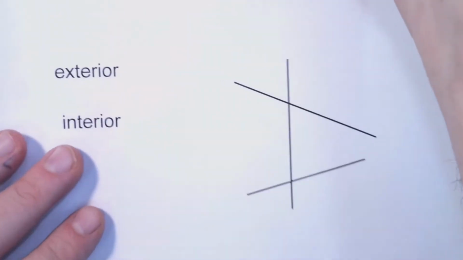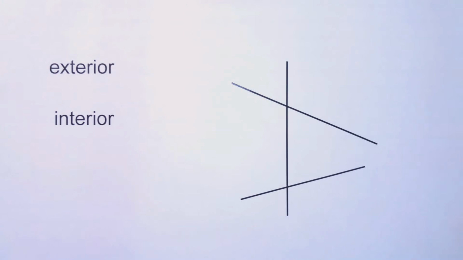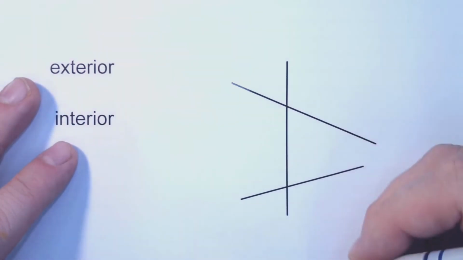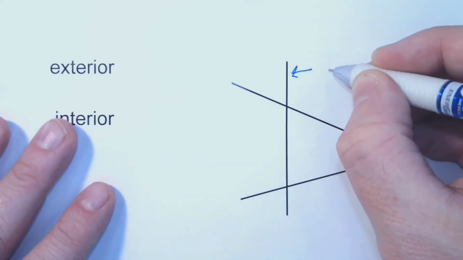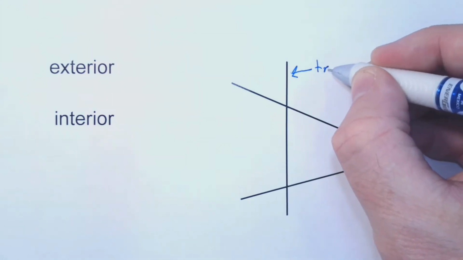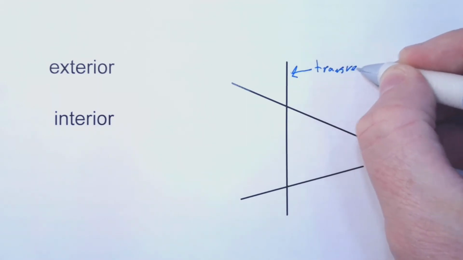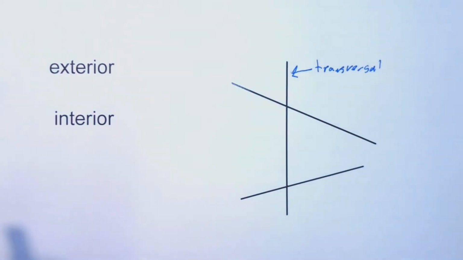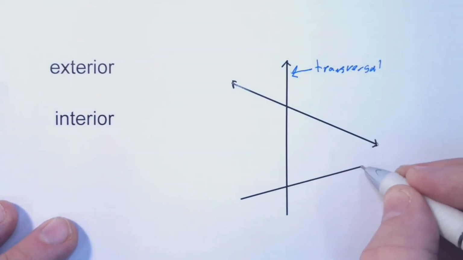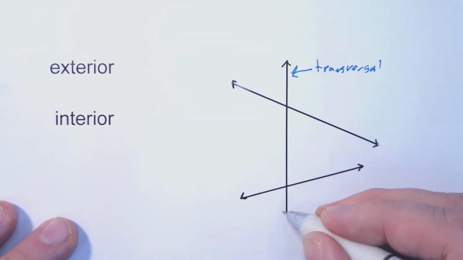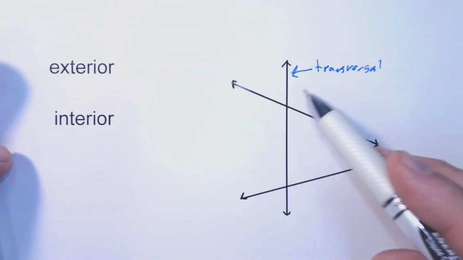This is real easy, but we need to understand exterior, interior. First of all, I'm going to identify my transversal. This guy right here. He's going to be my transversal. I'll make them lines so they're proper lines. This is the only line in the frame of what I'm looking at that is intersecting two or more lines. So that's going to be my transversal.